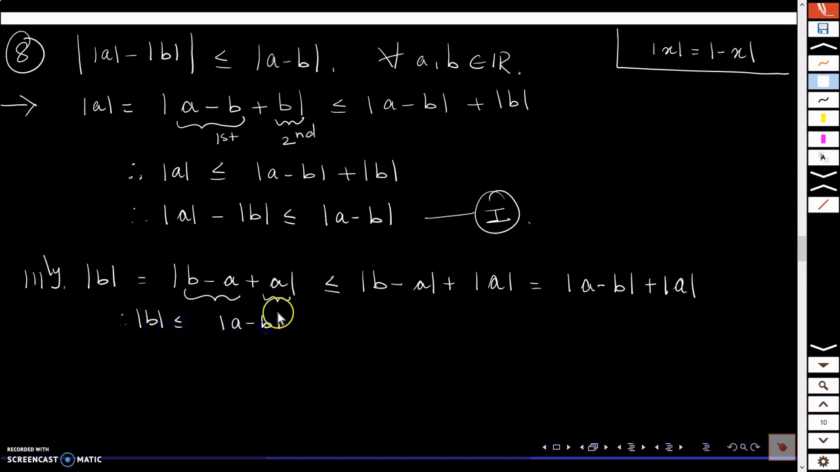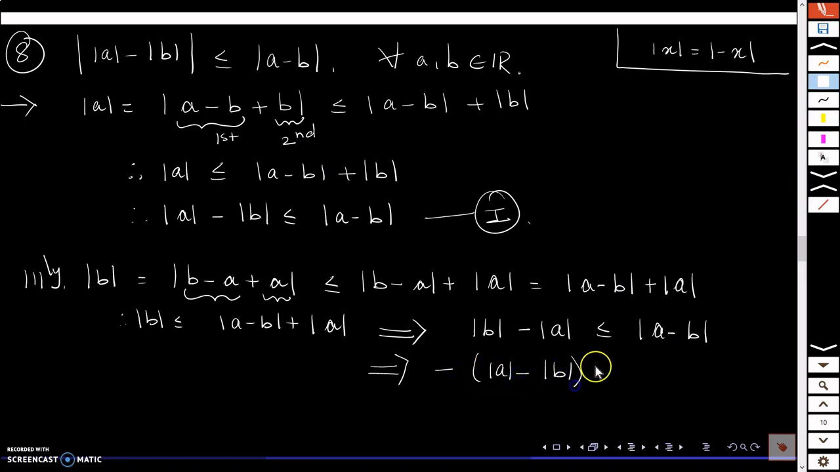mod a minus b plus mod a, and if I subtract mod a on both the sides, I'll have mod b minus mod a is less than or equal to modulus of a minus b. Now I will take a negative sign common from here, and that will give me minus of mod a minus mod b is less than or equal to modulus of a minus b. I will call this inequality number 2. Fine. So I have two inequalities, inequality number 1 and inequality number 2 here.